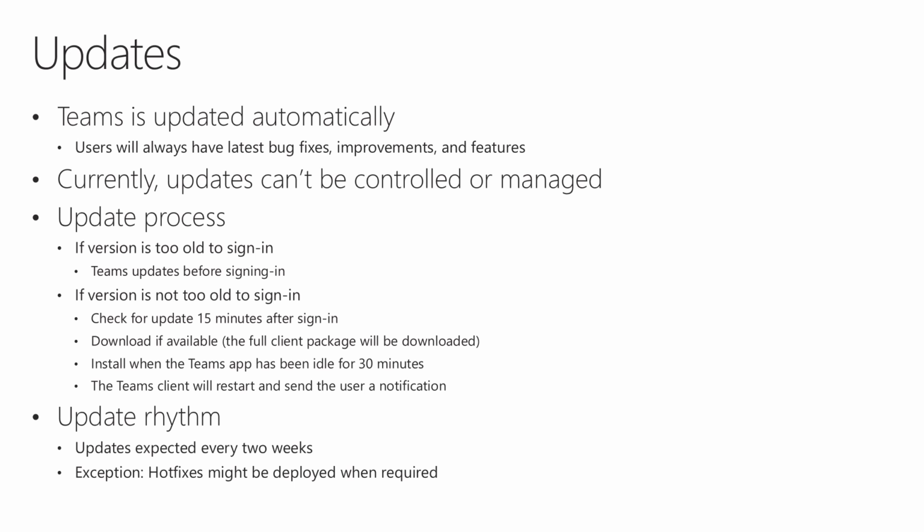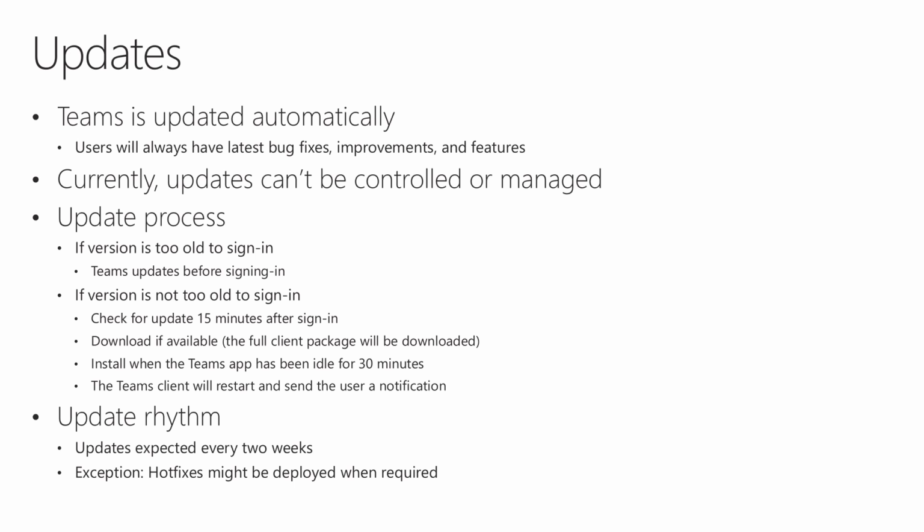So at sign in, there's a check if the version is new enough to sign in or too old. Rule of thumb is that it shouldn't be older than 3 versions, then it can sign in. If it's too old, Teams will download the update and update before it can sign in. So if someone had a long leave of absence, it might be that they start the Teams client and cannot use it immediately, that the update needs to happen before.